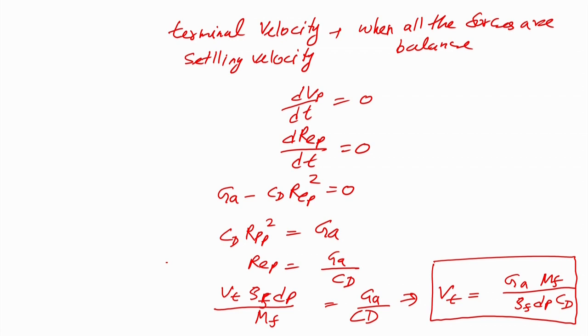If they are not the same, you choose the new Reynolds number calculated from this vt, and keep on doing the iteration until the Reynolds number is within a certain percentage, and that percentage error we generally take as less than 5%. So, with the iterative solution you can get the value of vt. For the Stokes regime you do not need to do anything.